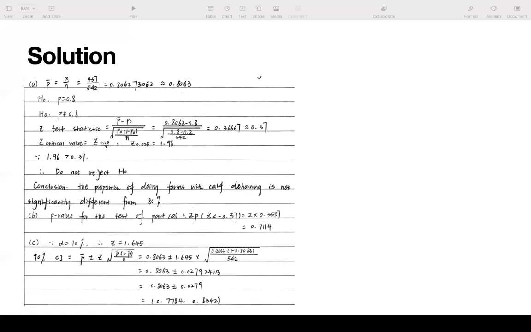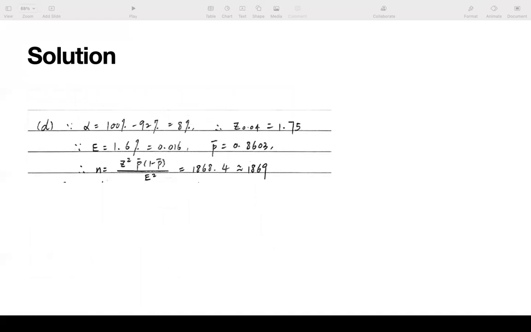And also for part C, we have to find a 90% confidence interval for the proportion of dairy farms with calf dehorning. So here alpha is equal to 10%, and so z is equal to 1.645. Here a 90% CI would be equal to p, which is this proportion, plus or minus the z value times the square root of p times q divided by n, which is the sample size. So here we have the CI equal to 0.77 to 0.83.